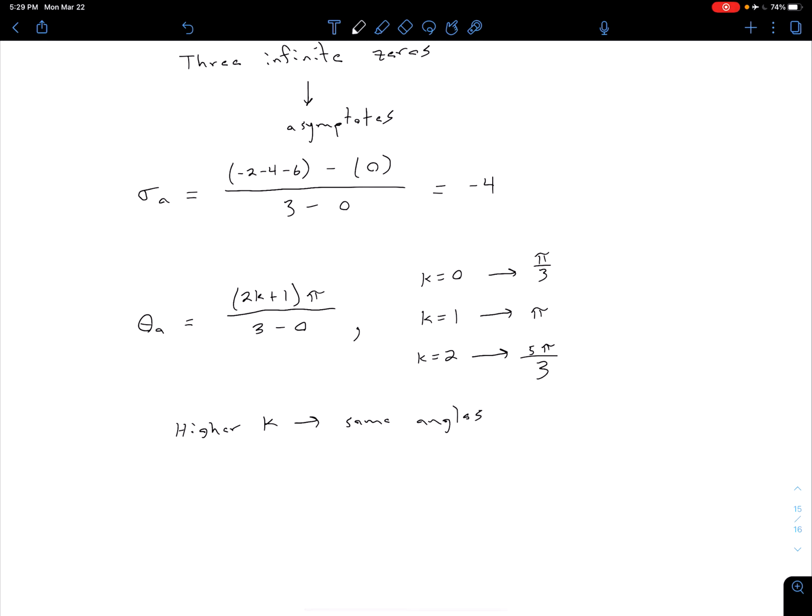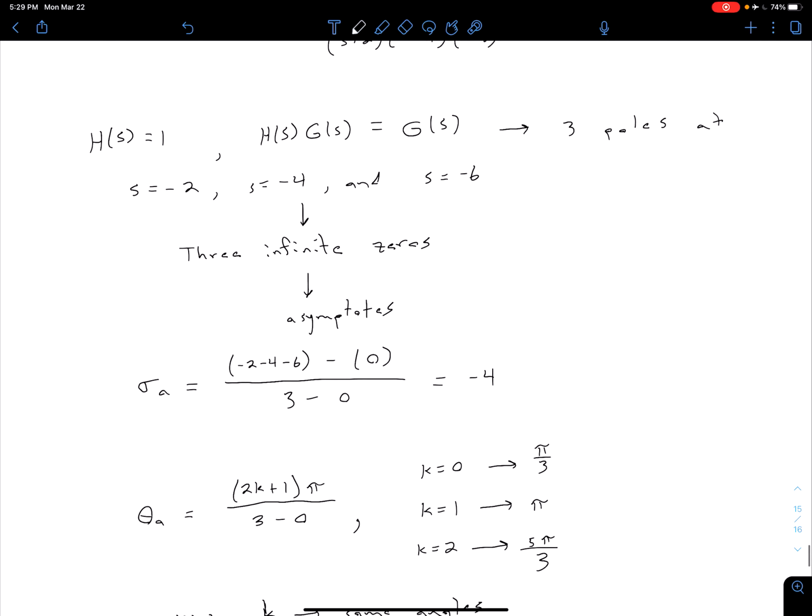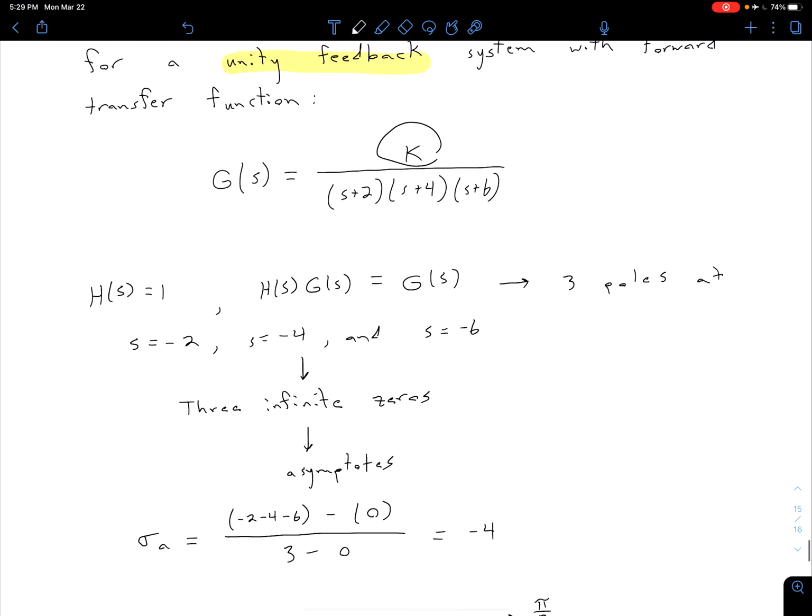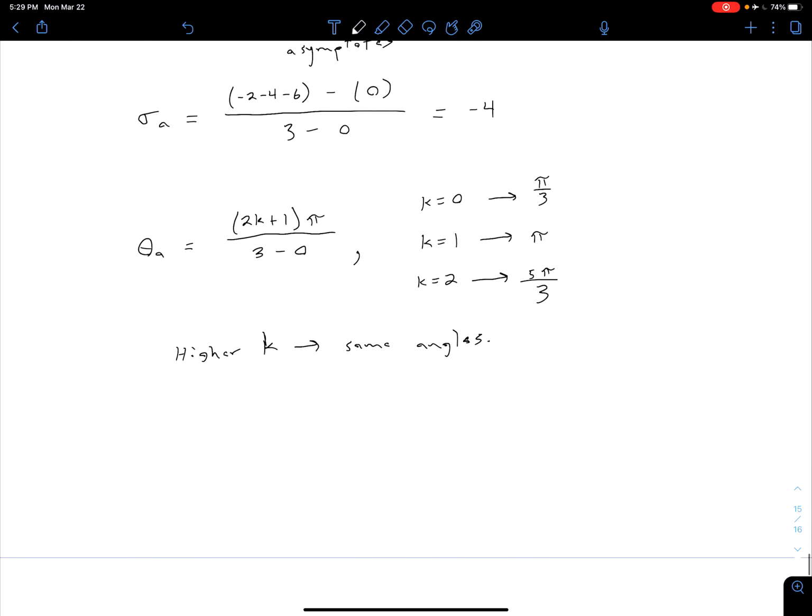Again, I know this choice of k that the book uses is lowercase k, which is different from our gain K in our G(s) up here. These 3 asymptotes in this case are going to correspond to our infinite zeros, so we have one for each infinite zero.